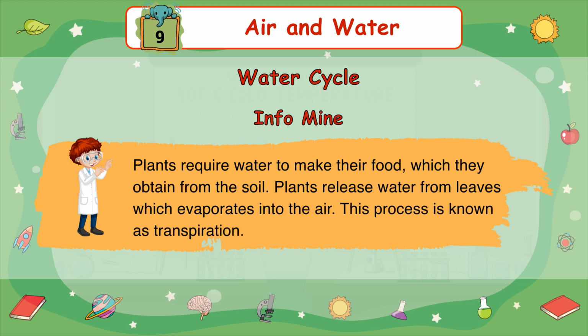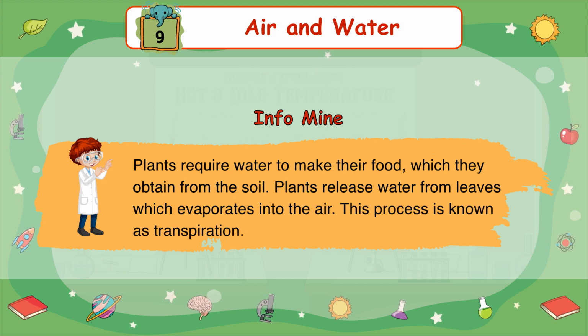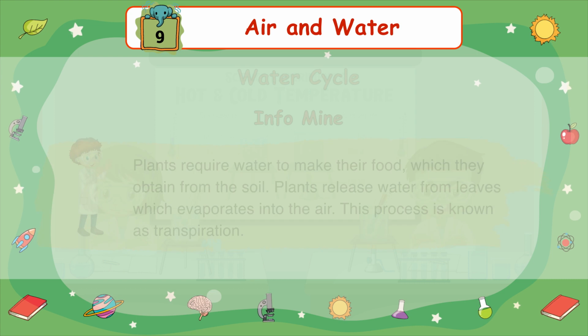Infomine. Plants require water to make their food, which they obtain from the soil. Plants release water from leaves, which evaporates into the air. This process is known as transpiration.